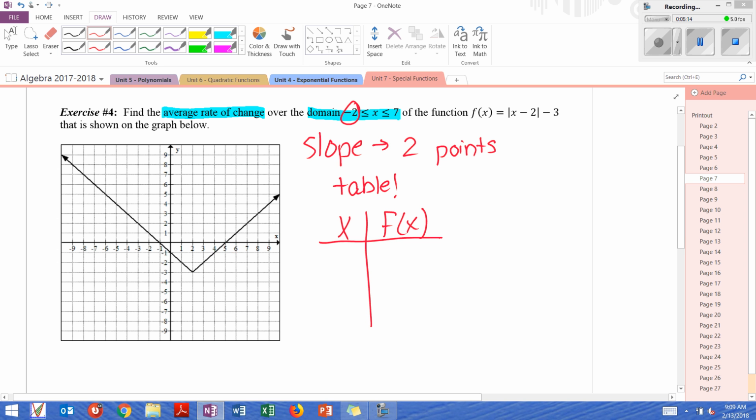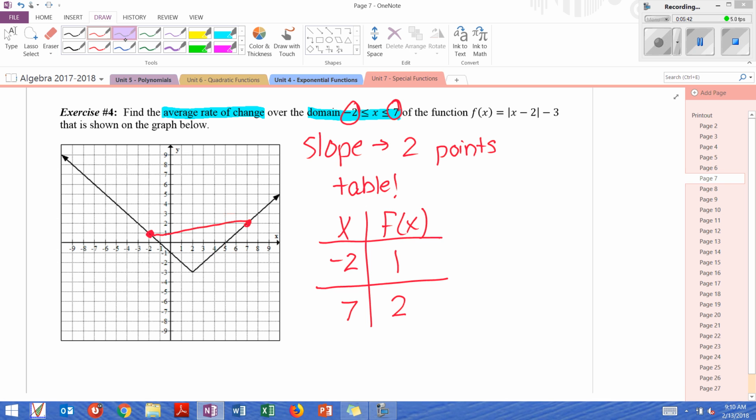They told us our start and our finish of the x's, so -2 and 7. And then what we need to do is pull our y values from those. So let's head over to our graph. When x is -2, y is 1. When x is 7, y is 2. So technically, we are finding the slope of that line right there. My line's a little wobbly, but you get the picture.